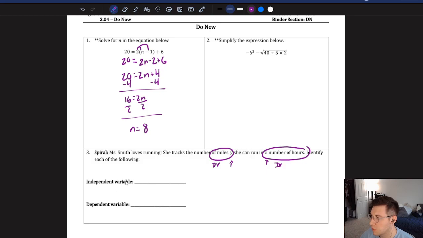And so if we're thinking about what they actually are, we're going to have number of hours, and then we are going to have miles for dependent. All right, with that, go ahead, have your notes out in front of you. Go ahead and pause the video if you need to.